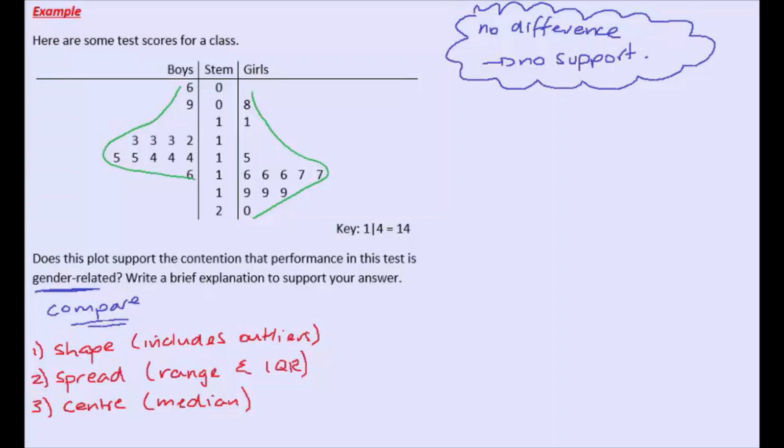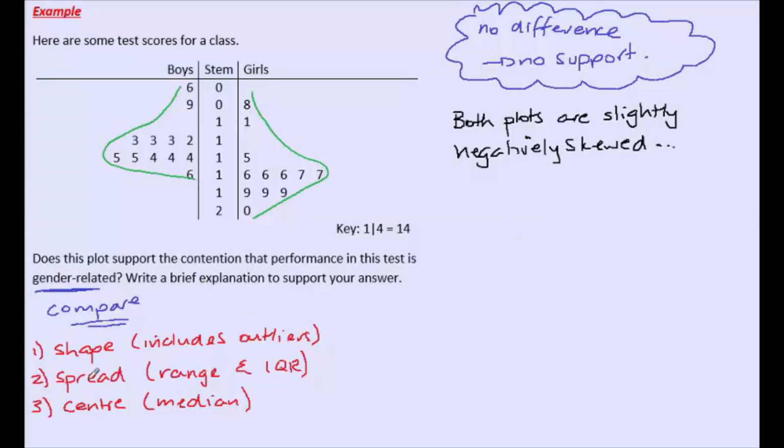So first of all, the shape doesn't support that, but I will start off by saying something like both plots are slightly negatively skewed, or something like that. And I might make a note that this therefore doesn't support. However, we're going to look at the next one. So the next one might be spread.